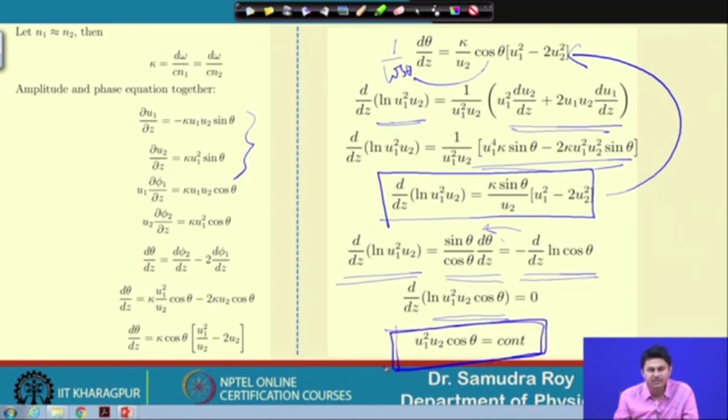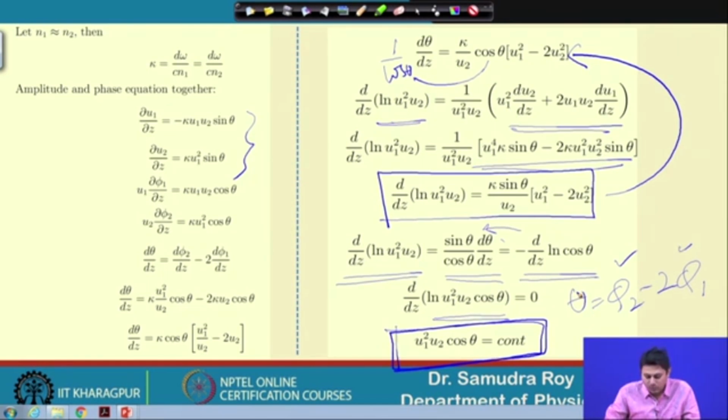This is a very, very important expression that we end up with: u1, u2 and cos theta are all varying independently, because u1 is the amplitude of the fundamental wave, u2 is the amplitude of the second harmonic, and theta is a difference between their phases, but not directly the difference. So, theta is phi 2 minus 2 phi 1, where phi 1 and phi 2 are their phases. So theta is the difference of these two quantities, but they are also changing with respect to z, that means theta should be a function of z.